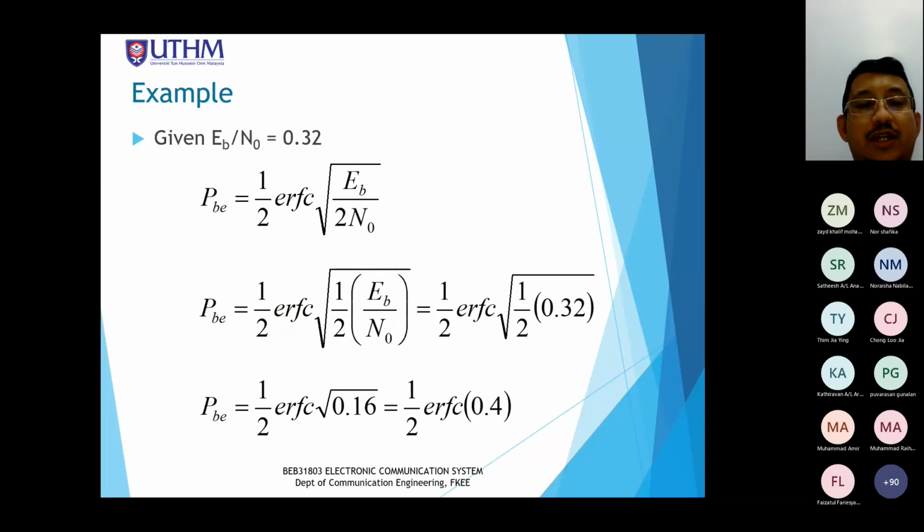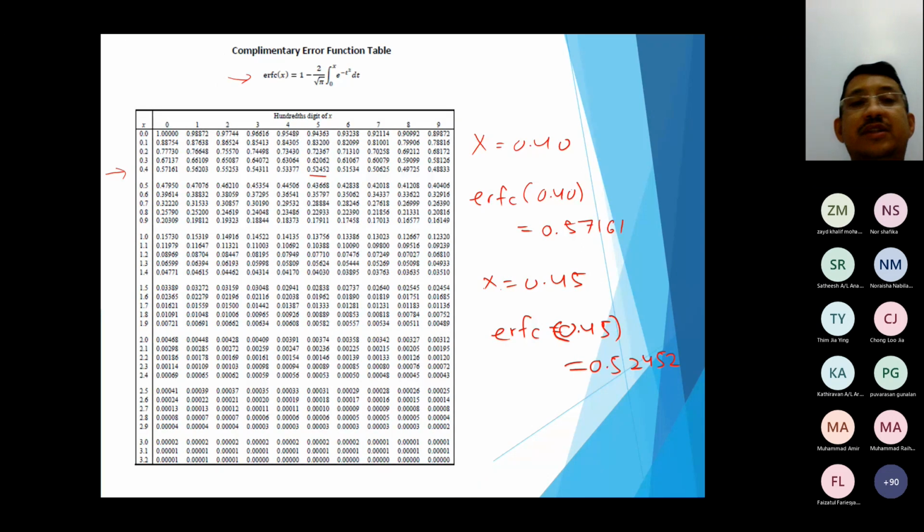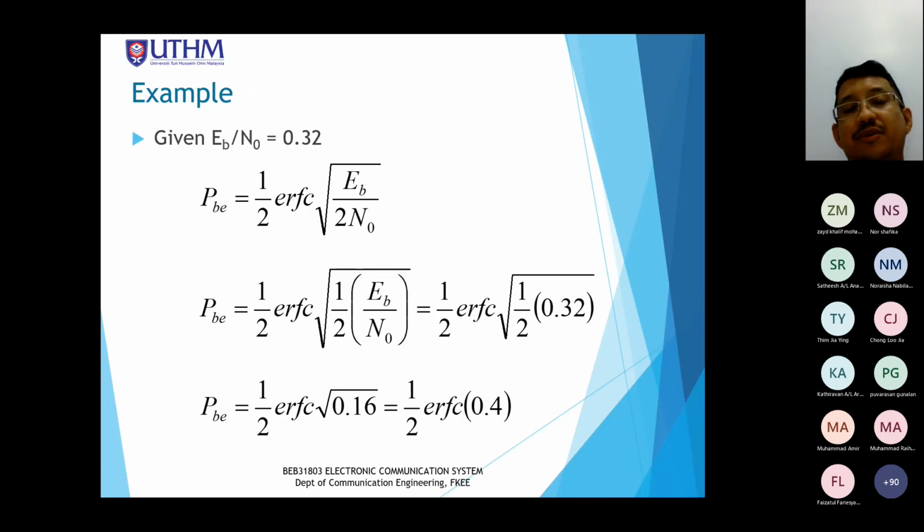So let's do an example so that you know how to do this. Actually, these are among the favorite questions that we asked in previous final exams. Later in the exam, you will be given the ERFC table, and if there is a question about this, you will be given EB over N0, for example.